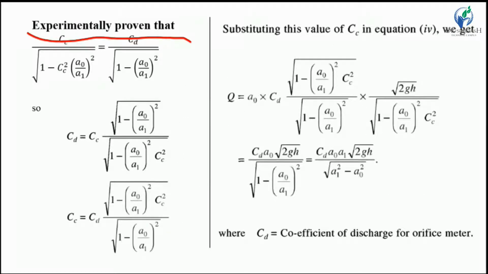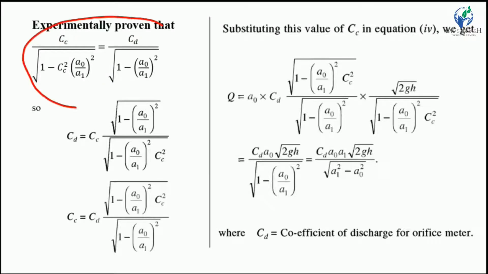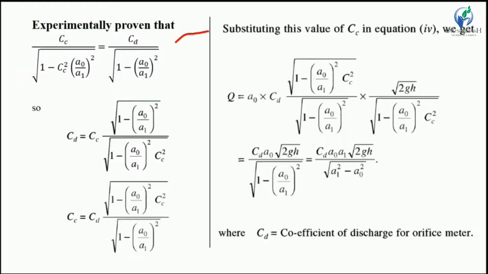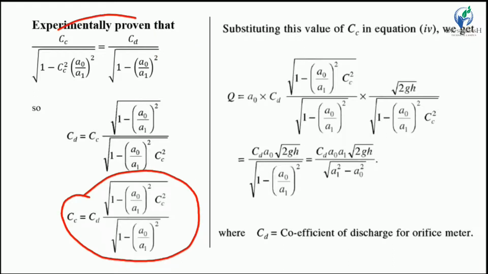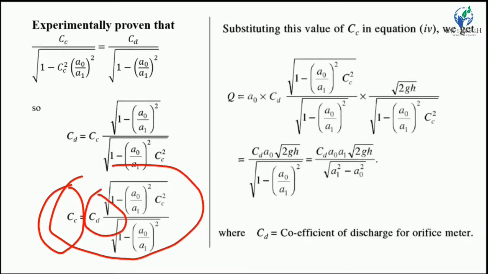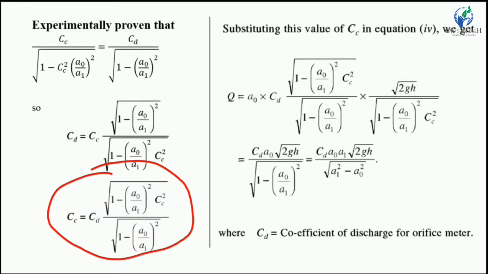Now it is experimentally proven that Cc and Cd are related as shown in the slide: Cc upon under root 1 minus Cc square (A0 upon A1) square is equal to Cd upon under root 1 minus (A0 upon A1) ratio square. This is the relation of Cc and Cd. The coefficient of contraction and coefficient of discharge relation is experimentally proven, given directly through experiment. So we can find the equation of the coefficient of contraction in the form of the coefficient of discharge, as shown in the slide.